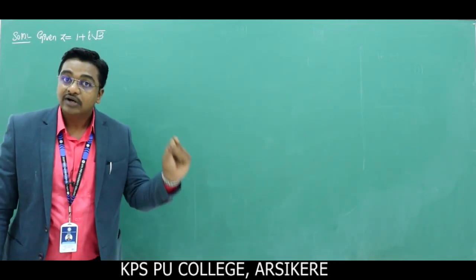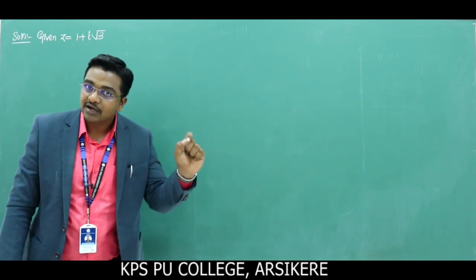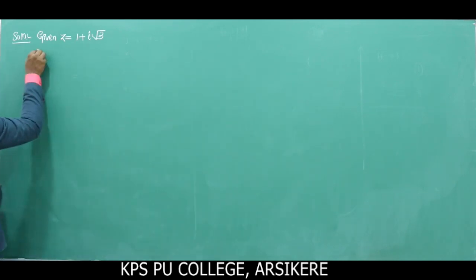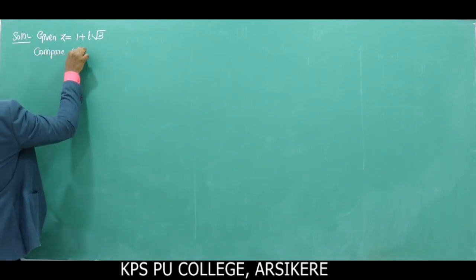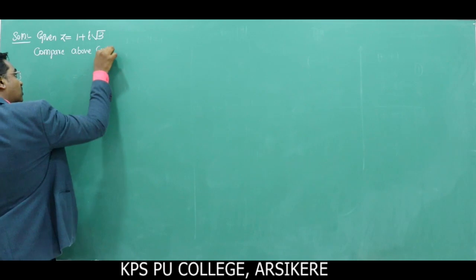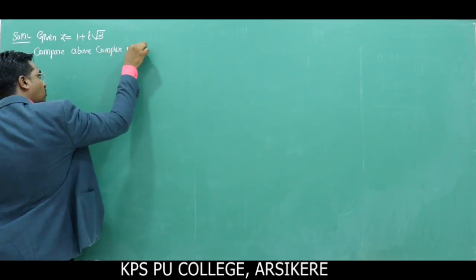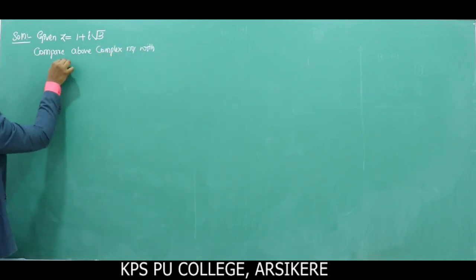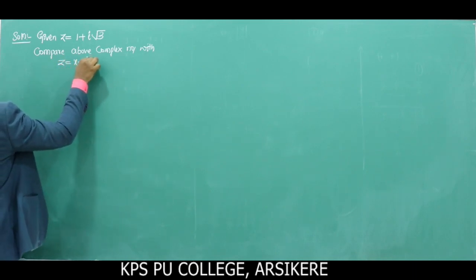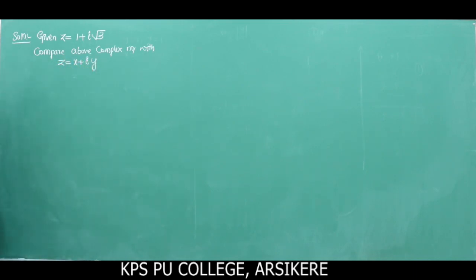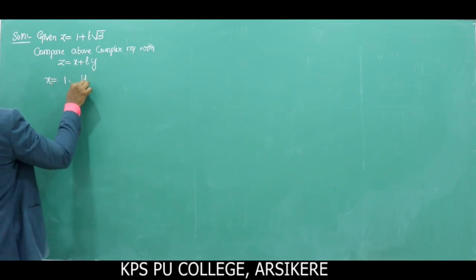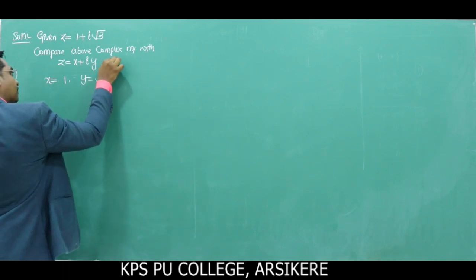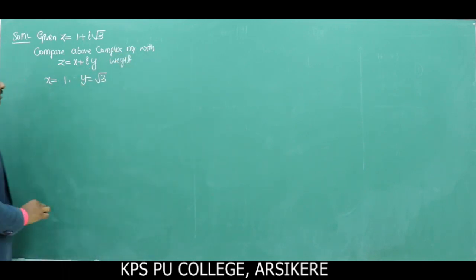First we have to take the values of x and y. We have to extract the values of x and y. First compare the given complex number with the general form, z is equal to x plus iy. Now x is equal to 1, y is equal to root 3. We get x is equal to 1 and y is equal to root 3.